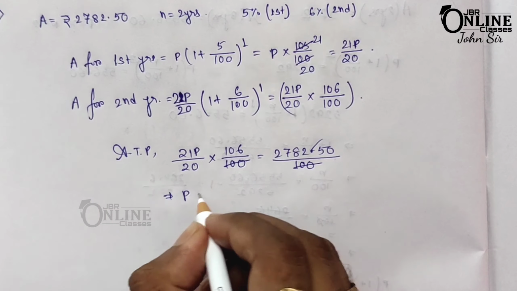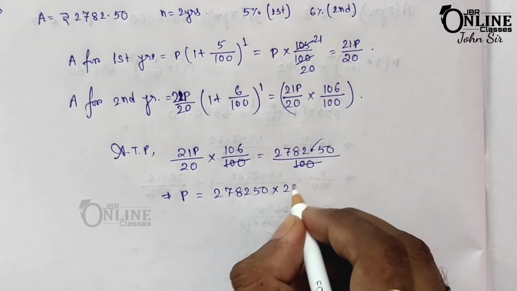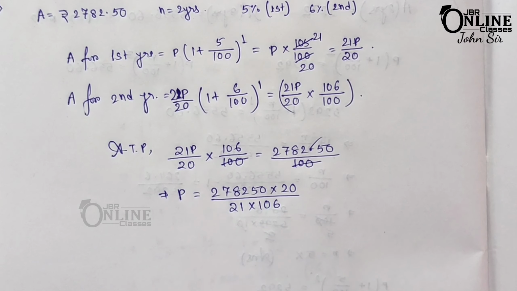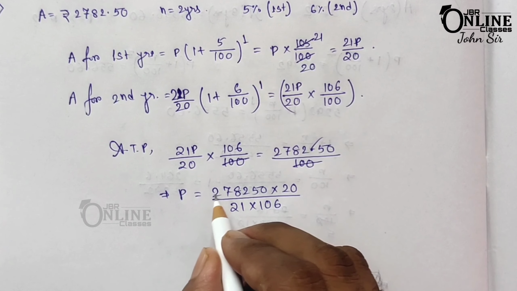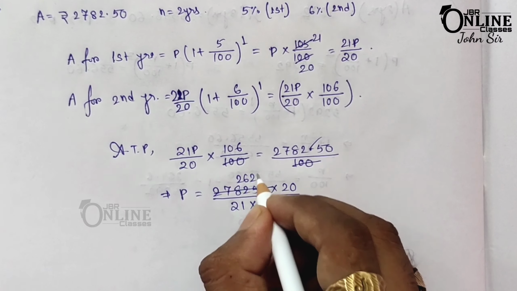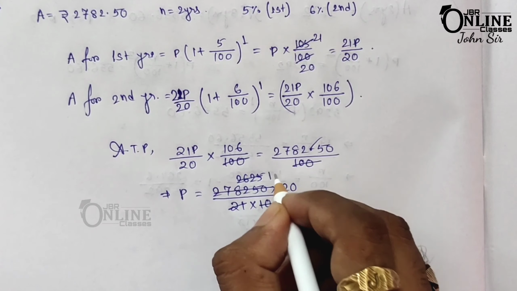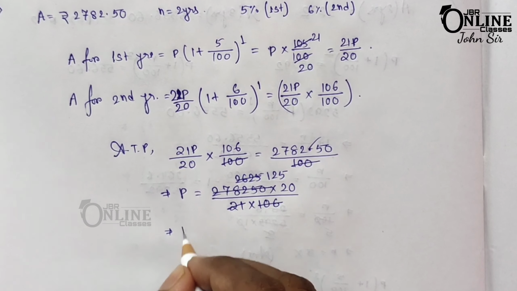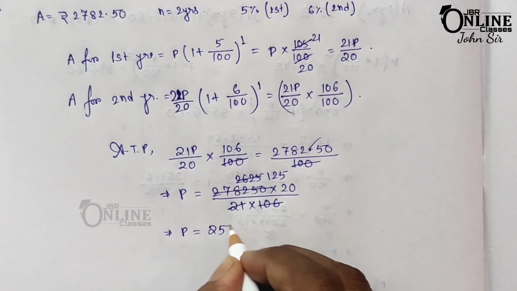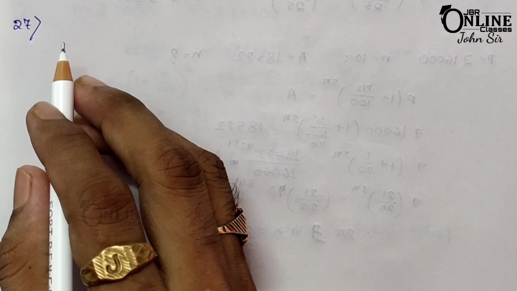So that means here P equal to 278250, then multiply with 20 divided by 21 into 106. Now if this one is divided by 106, you will get 2625, then 2625 divided by 21 and you will get 125. So now you have P equal to 125 into 20, and that equals 2500 as your answer. Now sum number 27.